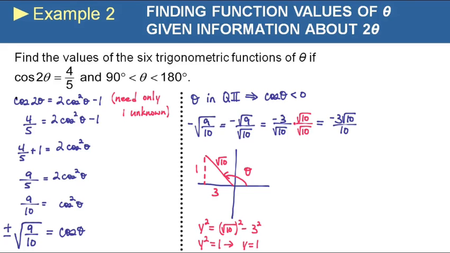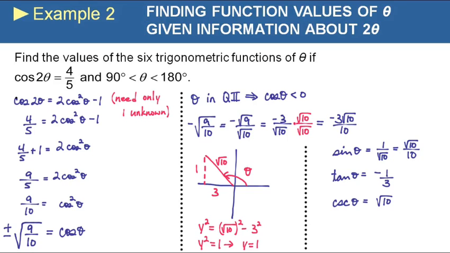And now we can find all the other functions. So sine is going to be 1 over square root of 10. See, vertical over hypotenuse, which is going to rationalize to square root of 10 over 10. Tangent is going to be negative 1 over 3 because it's negative vertical over horizontal.